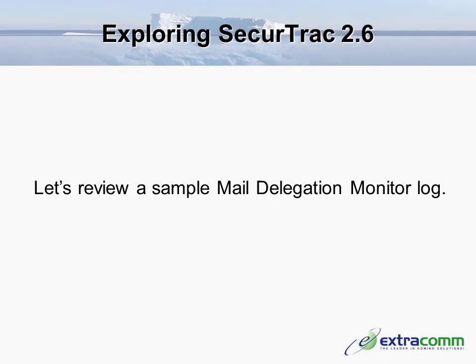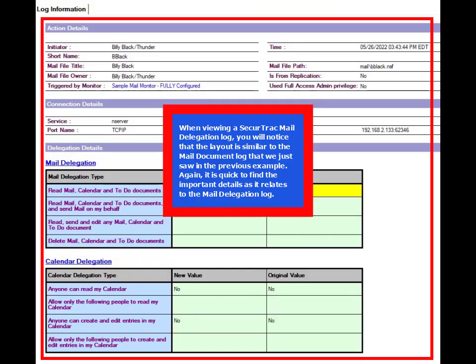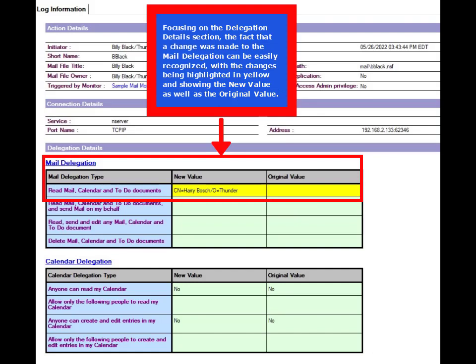Now let's review a sample mail delegation monitor log. When viewing a SecurTrac mail delegation log, you will notice the layout is very similar to the mail document log that we just saw in the previous example. Again, it's quick to find the important details as it relates to the mail delegation log. Focusing on the delegation details section, the fact that a change was made to the mail delegation can easily be recognized, with the changes being highlighted in yellow and showing the new value as well as the original value.